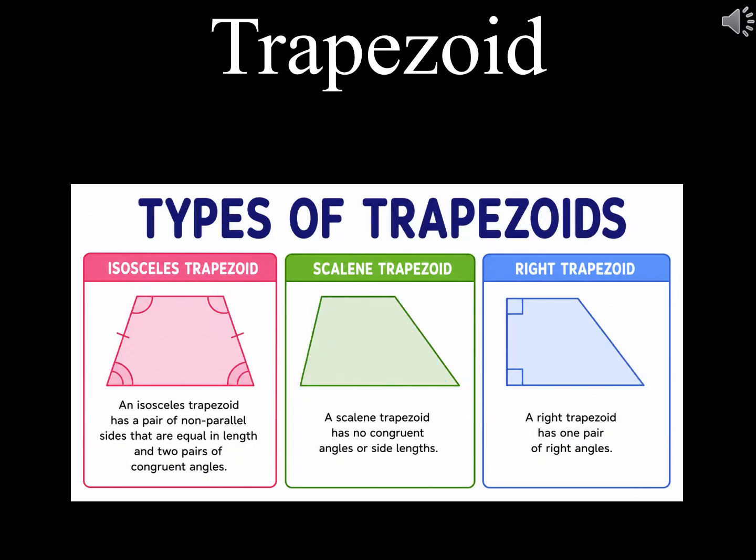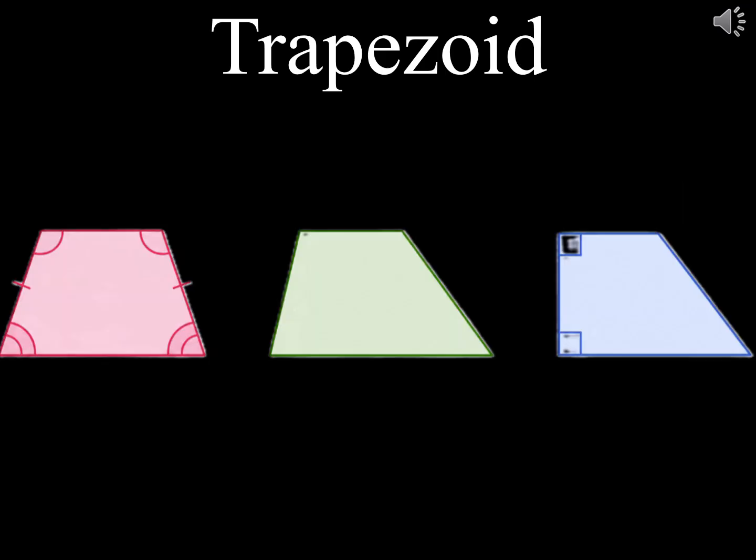There are three types of trapezoids. An isosceles trapezoid has a pair of non-parallel sides that are equal in length and two pairs of congruent angles. The scalene trapezoid has no congruent angles or side lengths, and a right trapezoid has one pair of right angles. Before giving my students the formula for a trapezoid, I would give them a task to give them experience with the shape and finding the area.